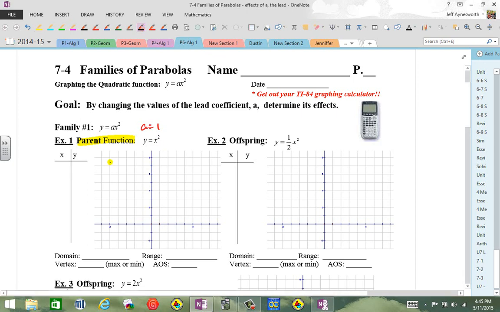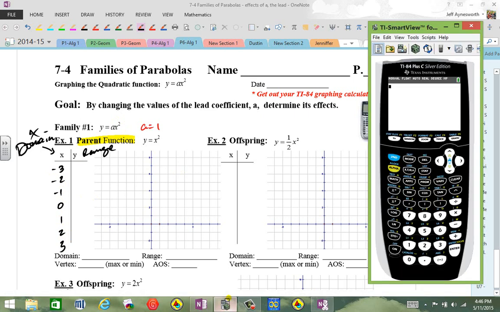So what we're going to do is take a look at the parent function. We're going to look at the domain, which is a set of x values, and the range, which is a set of y values. Then we're going to use those values and plot the function. We're going to take a domain from -3 to 3: -3, -2, -1, 0, 1, 2, and 3. We're going to substitute these values into the function, plot these points and learn from them. Then we're going to verify everything on the TI-84, which is your graphing calculator, which you should have off to the side.